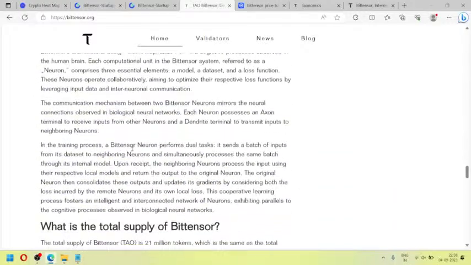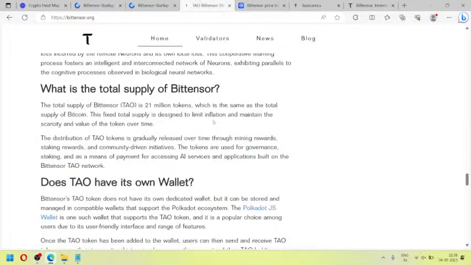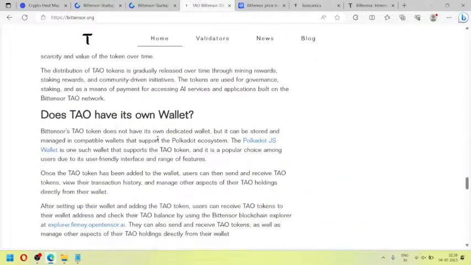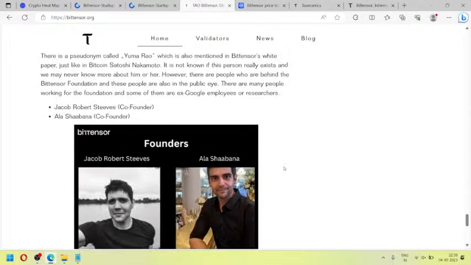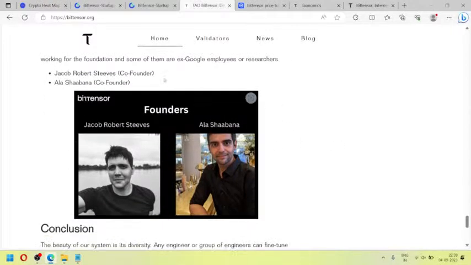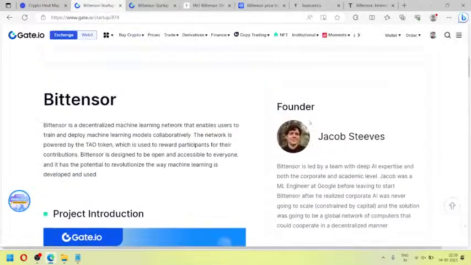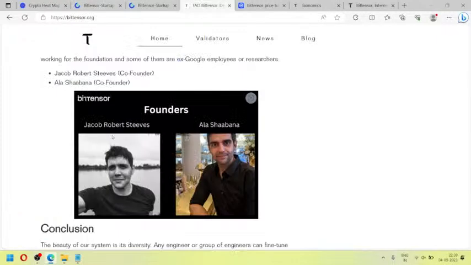You can see every detail on bittensor.org, like bitcoin.org is there, and this is bittensor.org. And you can see the founders of Bittensor. This is Jacob Robert Steeves, founder, and another is Ala Shabana. Two founders are there.